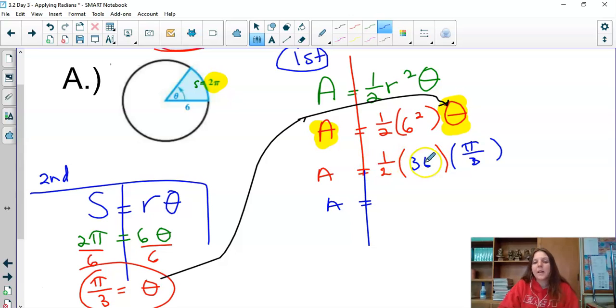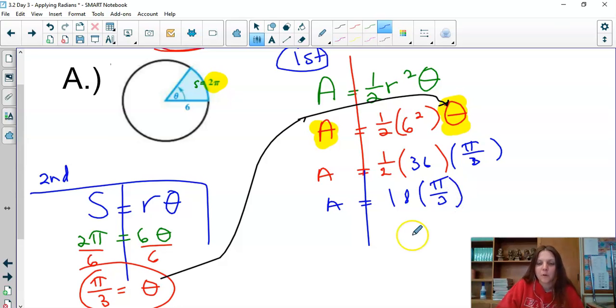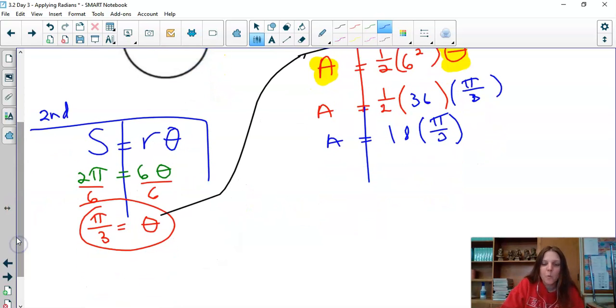If I'm taking half of 36, it's like dividing 36 by 2. So 36 divided by 2 is 18. And I still have the pi/3. Now, if it helps you to look at this number, you can go ahead and multiply these together, but the directions for this section want you to leave the pi in the answer. So what I could do, just to kind of visually see what I need to reduce, I can multiply 18 pi, which is 18 pi, and I could divide by 3.